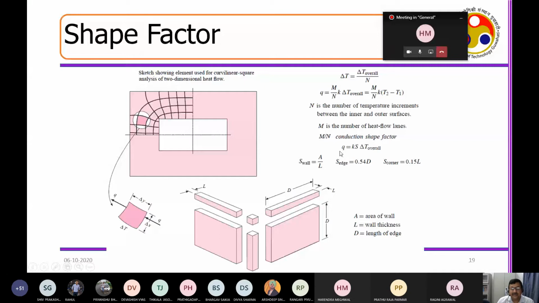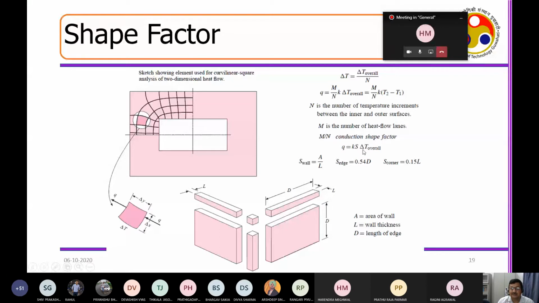Essentially they converted this differential equation into an algebraic equation, and then they kept adding into the entire system in order to calculate the total heat flux. So in that situation, they defined S to be a factor which is M by N, which is called the conduction shape factor. How do you define this? You define S wall as A by L, S edge as 0.5D.